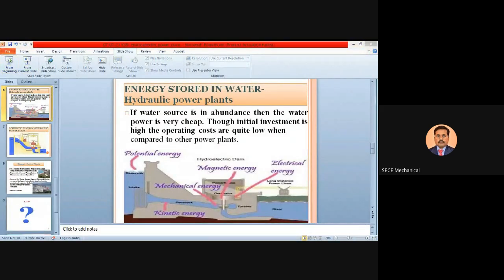Next, we are going to discuss the schematic diagram of a hydro based power plant.